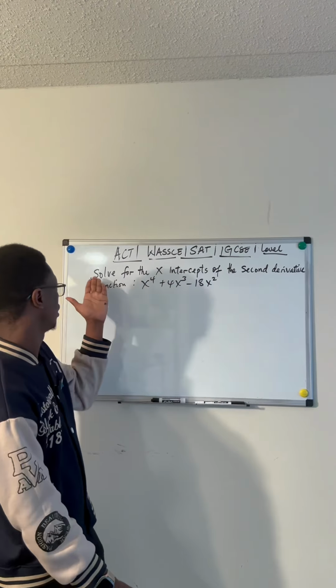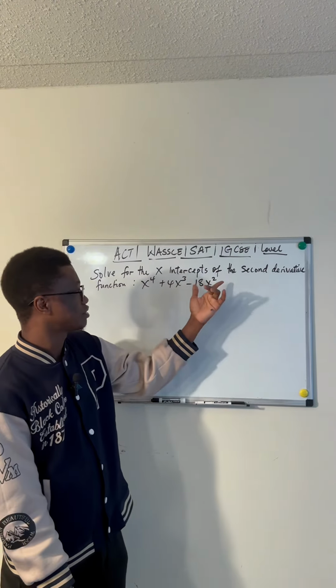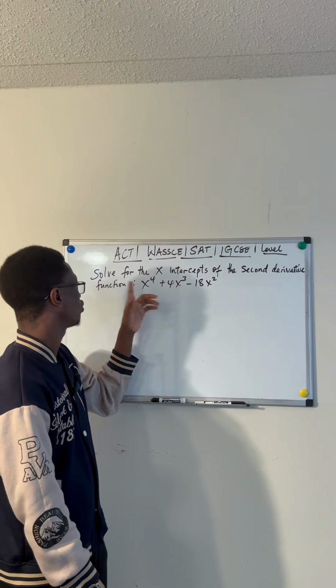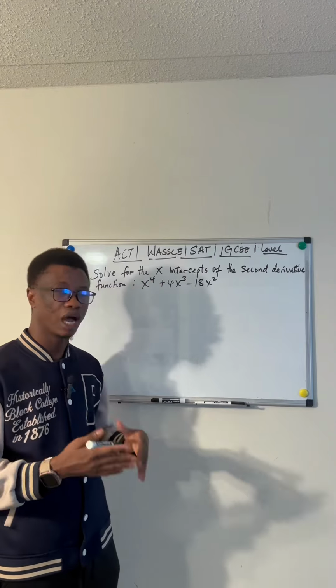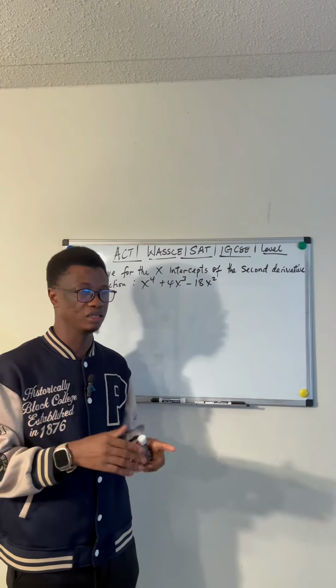It says, solve for the x-intercept of the second derivative function. So this is the function given, and we are asked to find the x-intercept. How do we do that? How do you find the x-intercept in general?